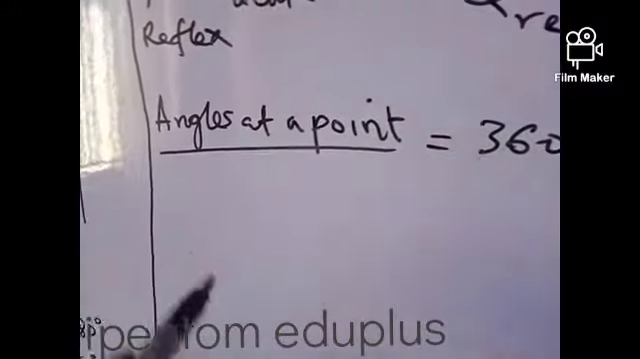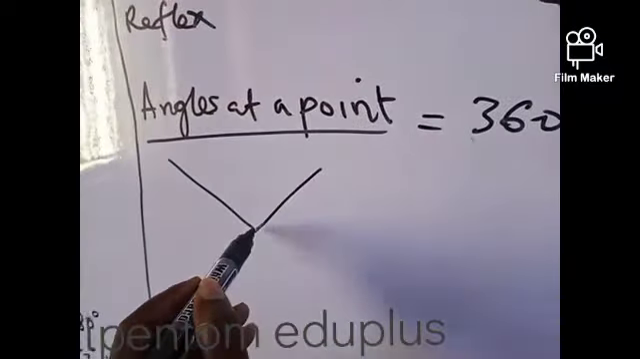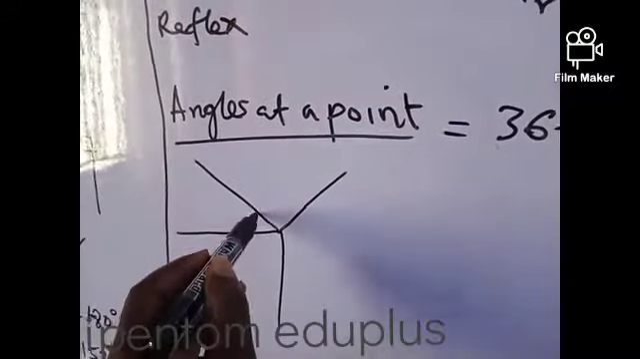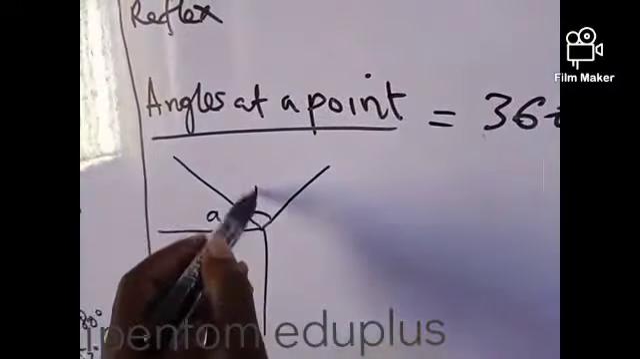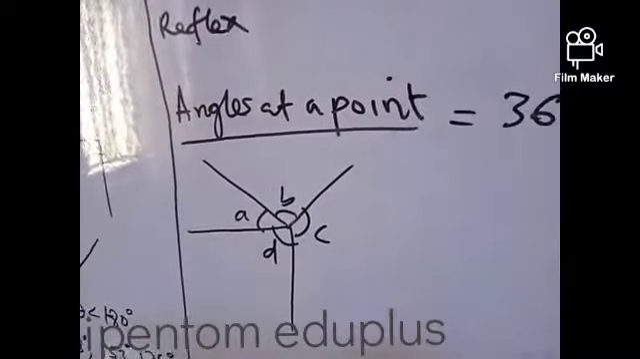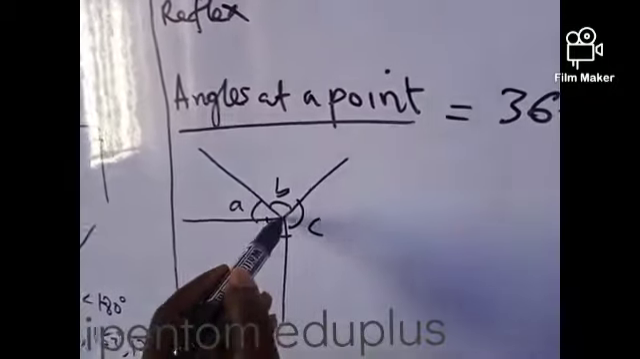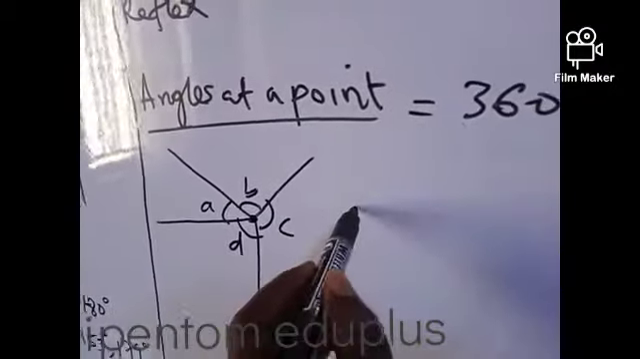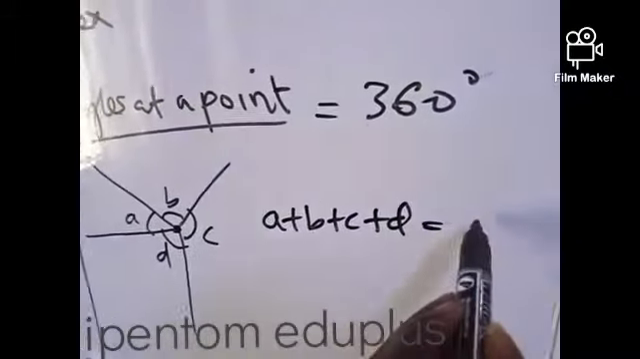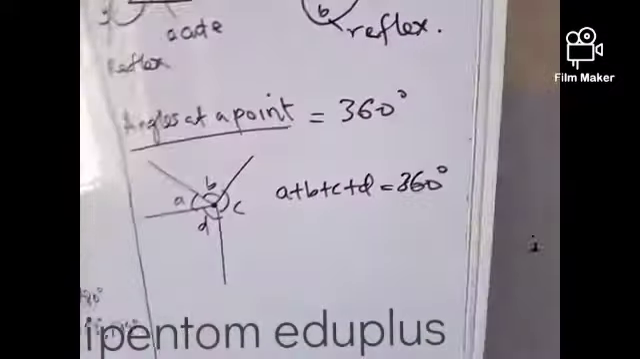In other words, if we have a straight line, another straight line, another straight line, and another straight line, we have angles A, B, C, and D. The 4 angles meet at a point. Their sum, A plus B plus C plus D, will be equal to 360 degrees. Why? Because they meet at a point.